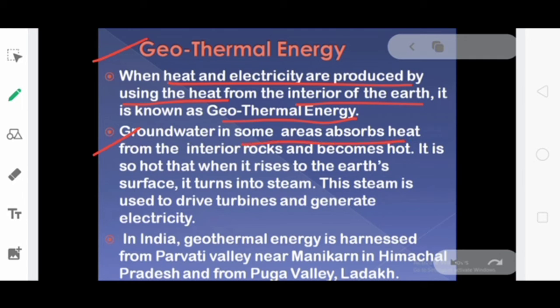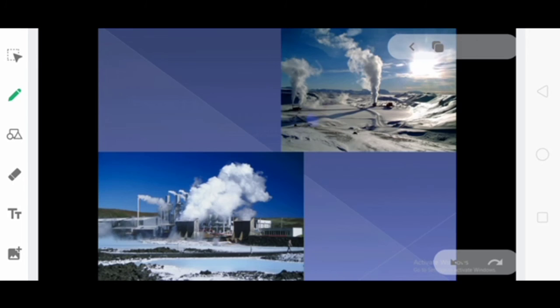Groundwater in some areas absorbs heat from the interior rocks and becomes hot. It is so hot that when it rises to the earth's surface, it turns into steam. This steam is used to drive turbines and generate electricity. In India, geothermal energy is harnessed from Parvati Valley near Manikaran in Himachal Pradesh and Puga Valley in Ladakh. This is a picture of a geothermal plant, and this is the steam gushing out from the interior of the earth.